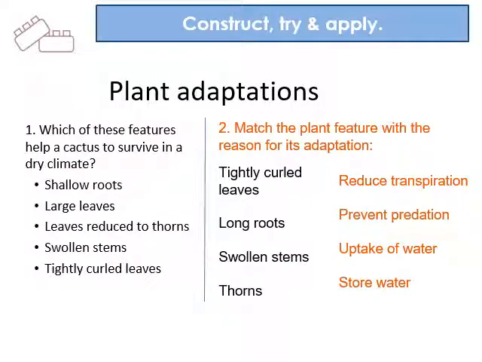We now need to consider adaptations for survival in plants. We're going to apply what we've learned about adaptations in animals to plants now. So the first task you've got to do, I've given you a list of different features on this slide, and I'd like you to tell me which of these features would help a cactus to survive in a dry climate. Think back to some of the ideas we talked about losing heat and water. Which one of these features would be the best feature for your cactus to survive in a dry climate? When you've done that, you need to move on to task 2. Task 2, I'd like you to match the plant feature with the reason for its adaptation.